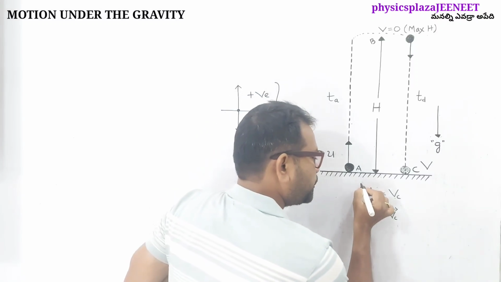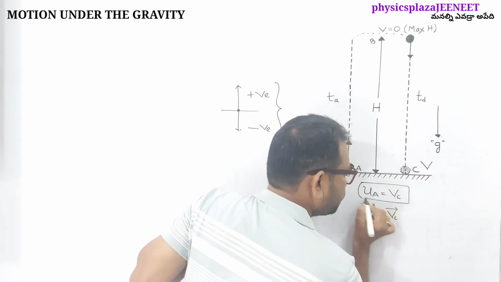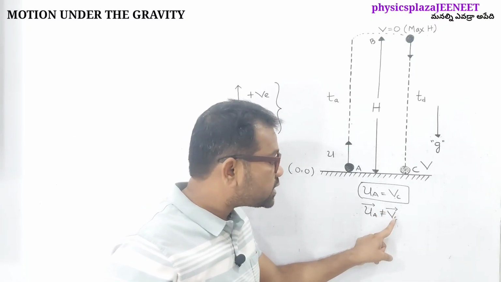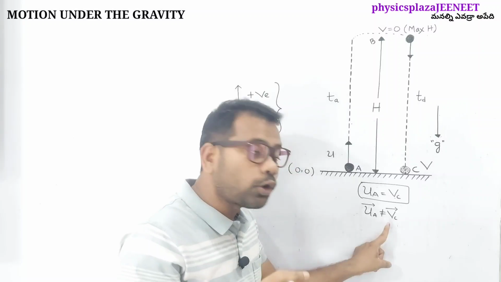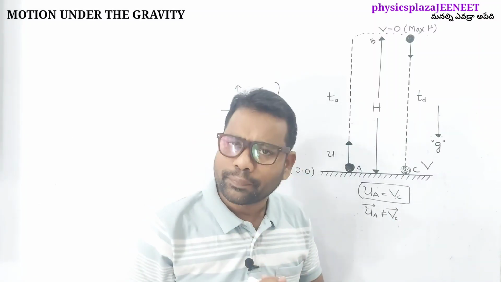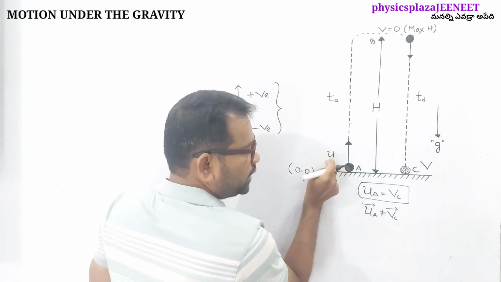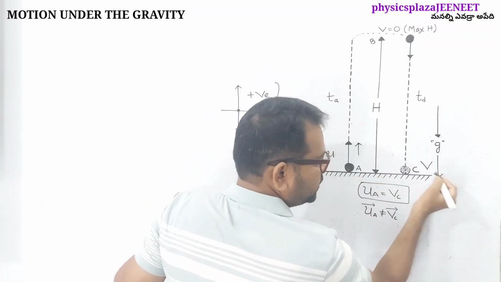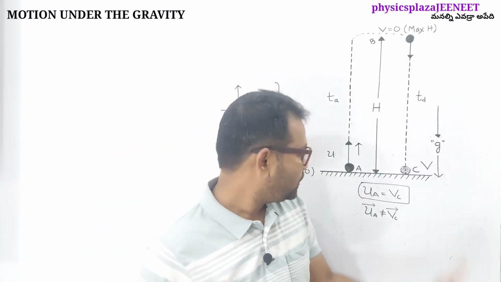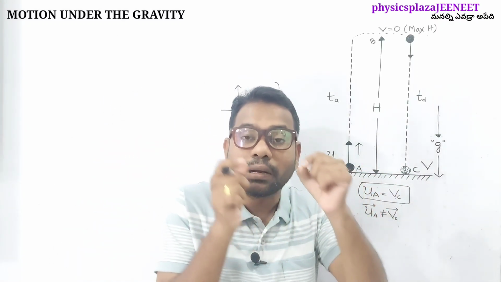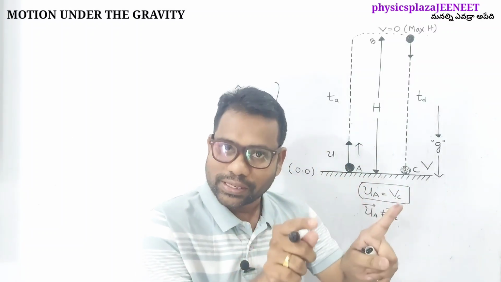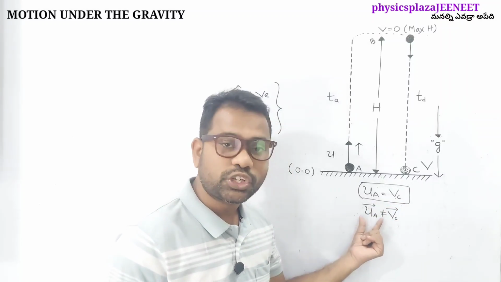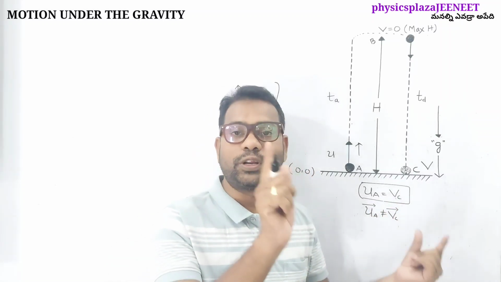Children, the speed of projection is equal to the speed of collision, but the velocity of projection is not equal to the velocity of collision. Why? Because at this point A, the velocity direction is upwards, but at point C, the velocity direction is downwards, because velocity is a vector quantity, right? So they differ in direction. Magnitude might be the same. That magnitude of velocity only we can call the speed. That's what I said, that the speed of projection is equal to the speed of collision, but the velocity of projection is not equal to the velocity of collision.